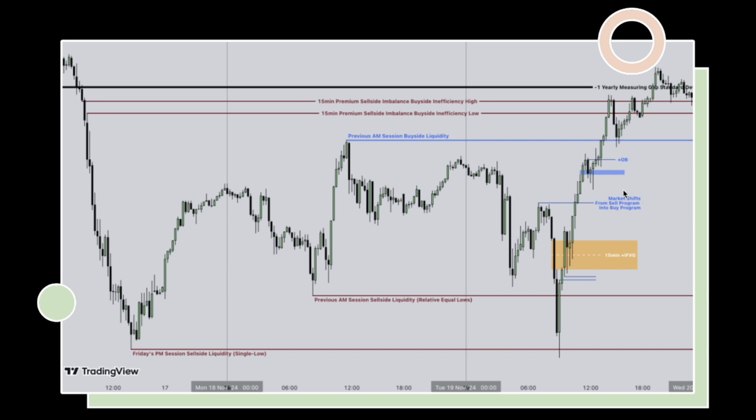We have also annotated right here that the market shifts from a sell program into a buy program, and I want you to remember this when we go and talk about market structure.